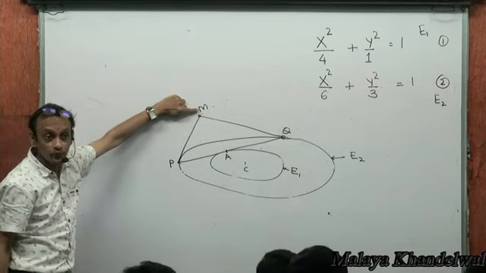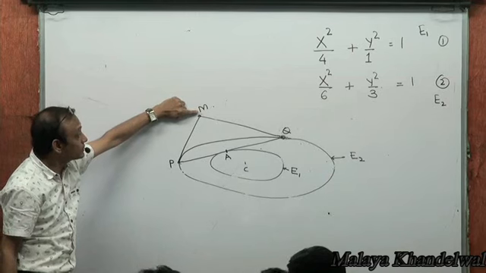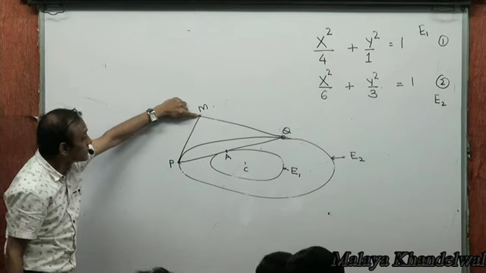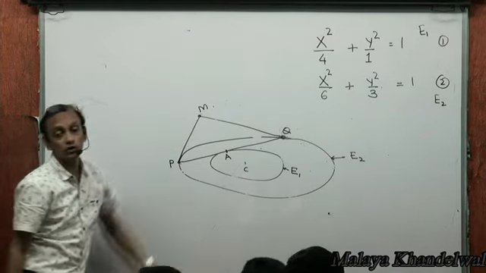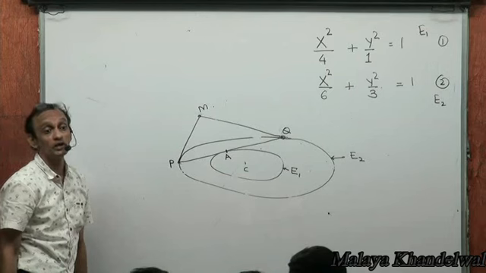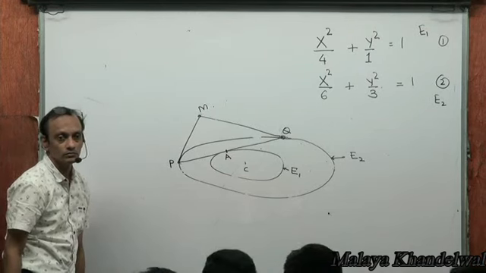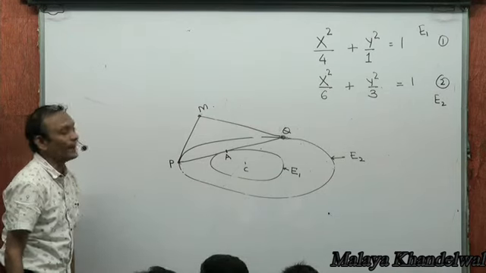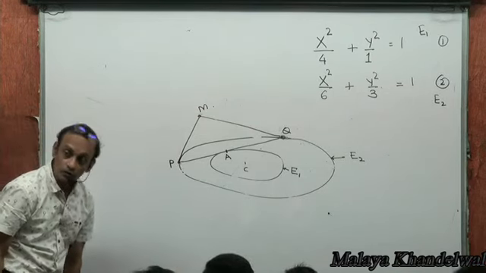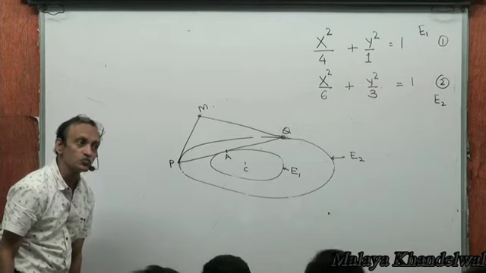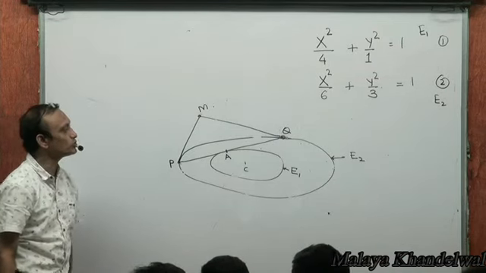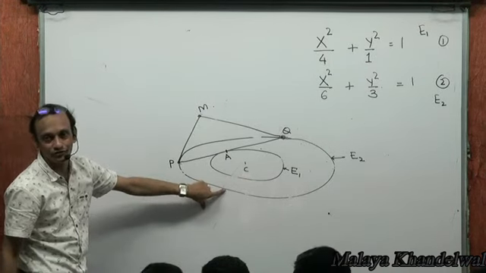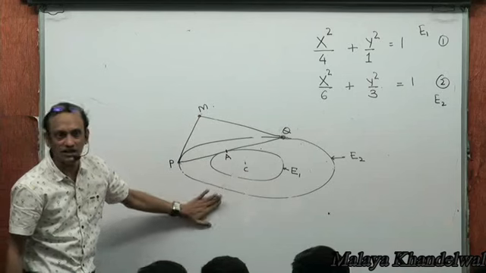You want to show that PM will always be perpendicular to MQ. These tangents will be mutually perpendicular. We want to show that the tangent PM and the tangent MQ, no matter where I select my A, will always be at right angles. This is what we want to show. Essentially, you want to establish that M lies on the director circle of E2.